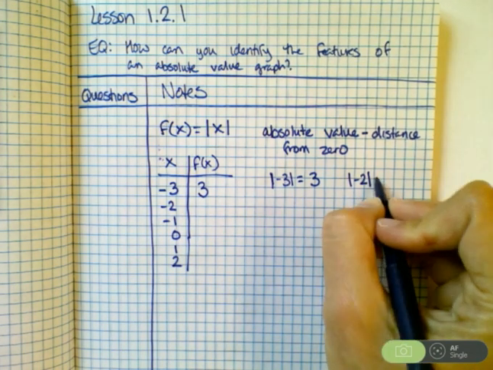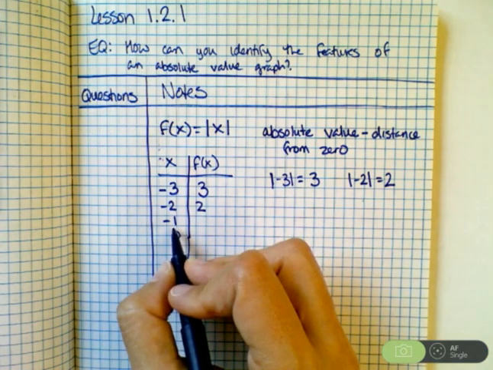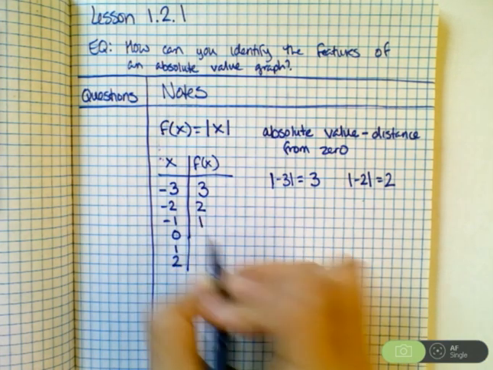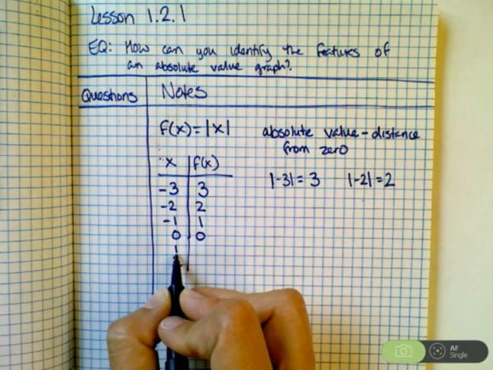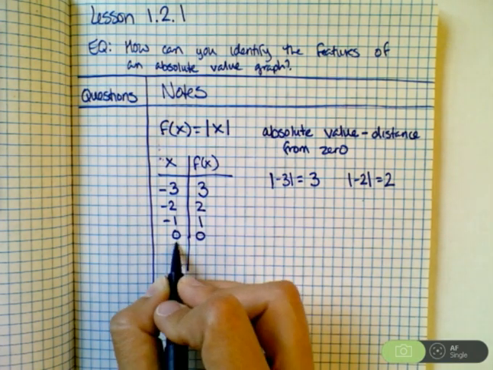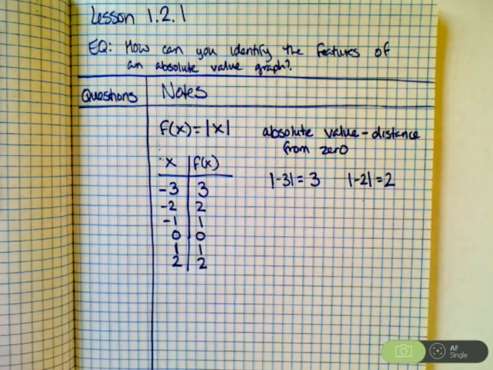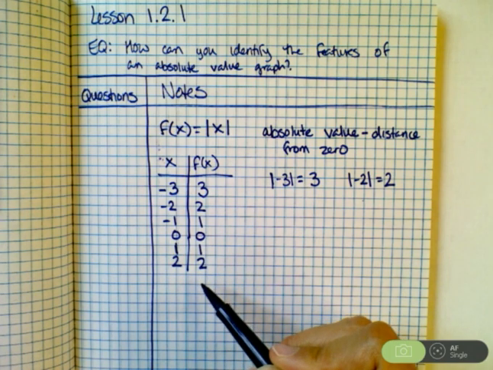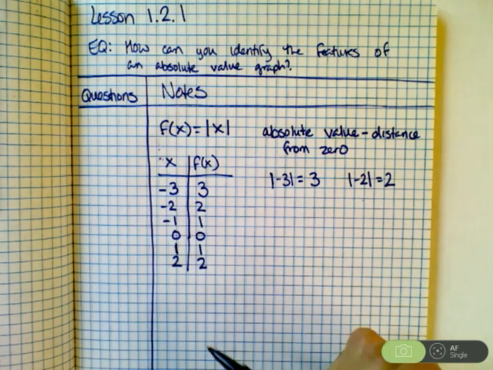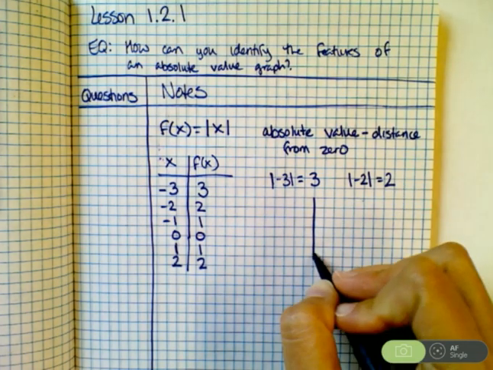Absolute value of -2 is +2. Absolute value of -1, +1. Absolute value of 0 is just 0. Absolute value of 1, well, that's still 1. And the absolute value of 2 is still 2. So you can see all of those are positive numbers when we look at the function values, even if we start with negative numbers. So what we can do then is we can draw a nice little graph of this.